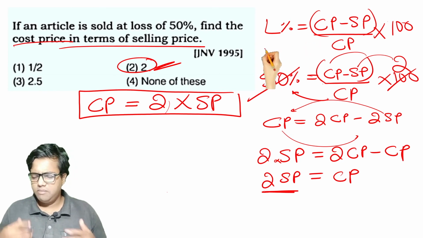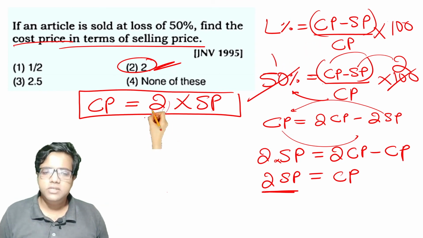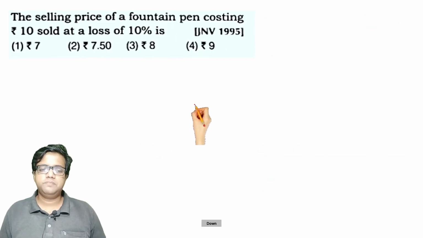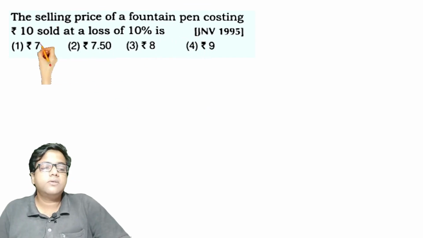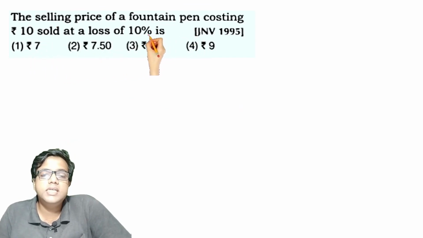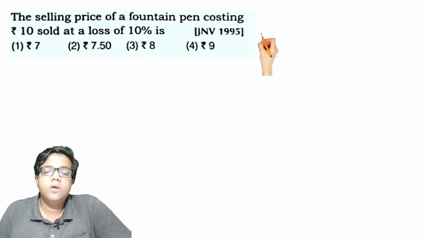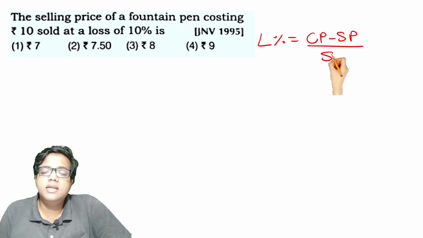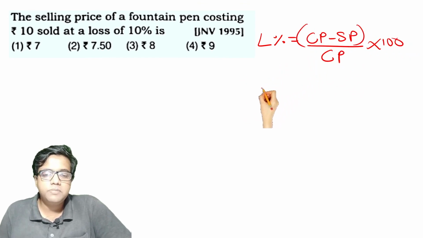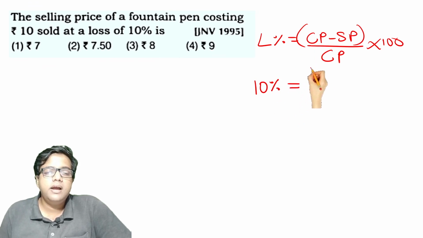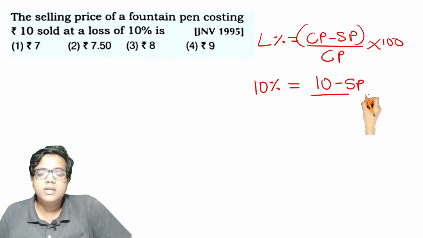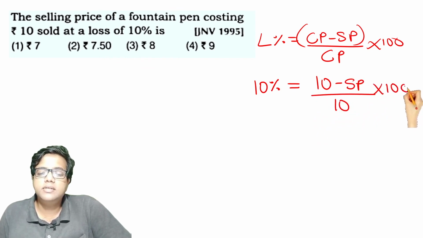This is a much more advanced and conceptual question. You need a thorough, deep understanding in order to answer this question. The selling price of a fountain pen costing 10 rupees sold at a loss of 10 percent is, okay, we need to find the selling price. Loss percentage is given here. The loss percentage formula is cost price minus selling price by cost price into 100. The loss percentage is given to us. Put those values: 10%, and cost price is 10 rupees minus selling price, which we don't know, by 10 into 100, right?